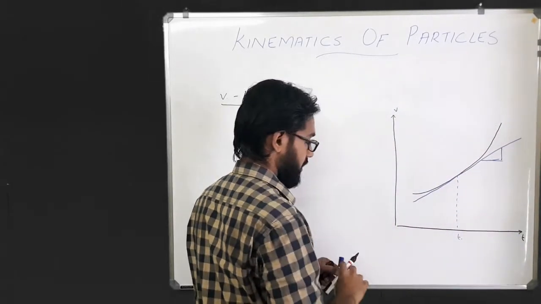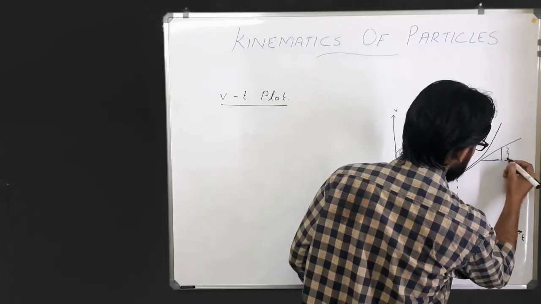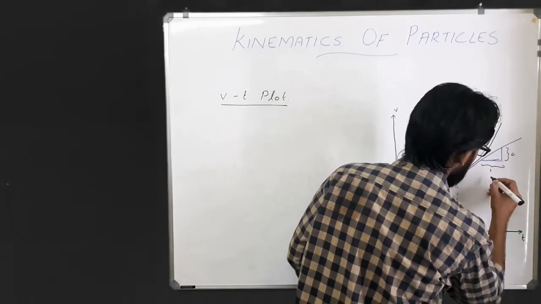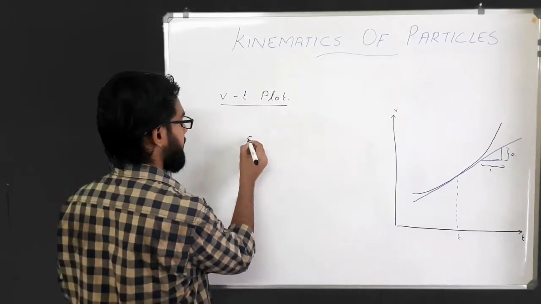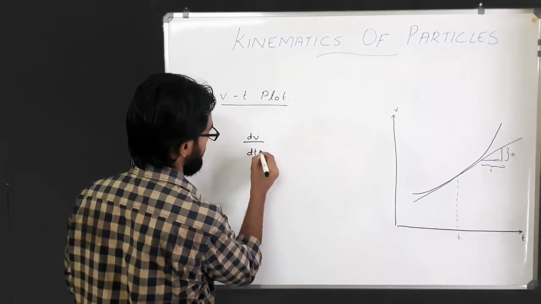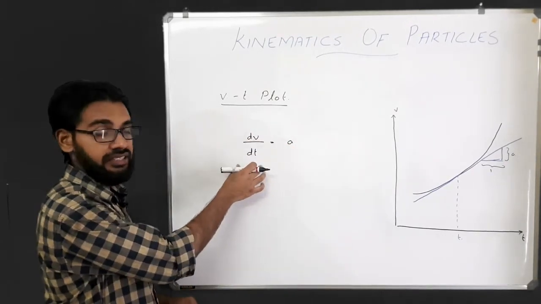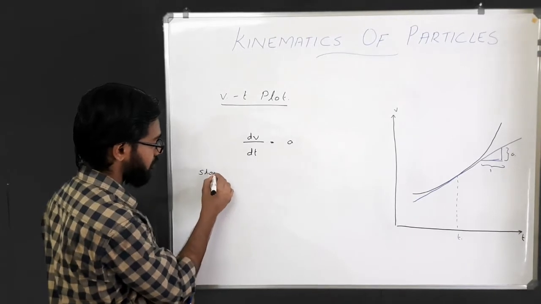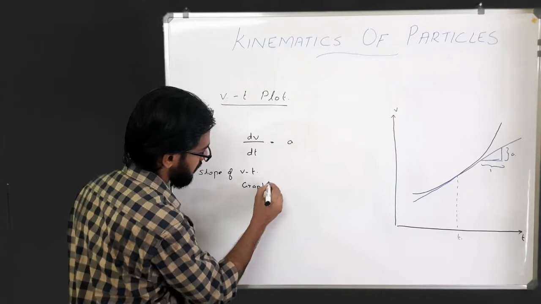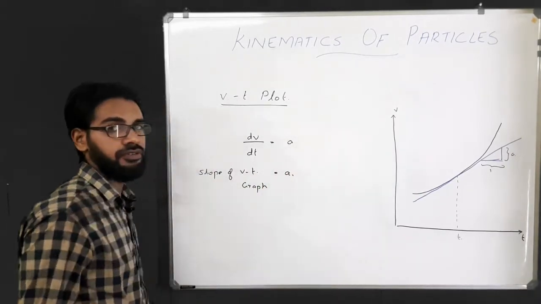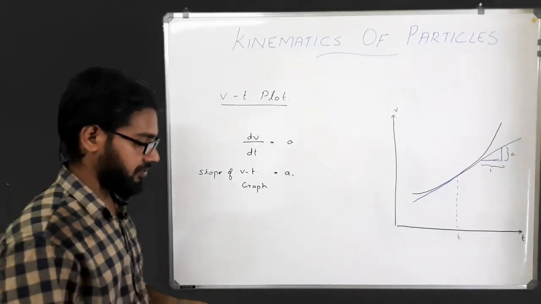Now if I find the corresponding slope here, I will obtain acceleration. So dv by dt will give you acceleration. Here dv by dt is actually the slope of the v-t graph. Now another interesting feature.